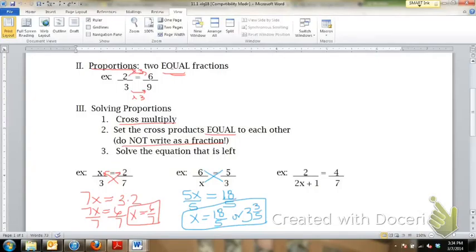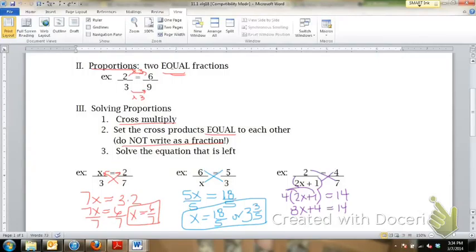Like our last example here. Still multiply on the diagonal, but this time when I go to do 4 times 2x plus 1, I'm going to use parentheses because I'm multiplying all of this by 4. Set that equal to 2 times 7, which is 14. Now you're just going to solve your equation. So you distribute, and you get 8x plus 4 equals 14.